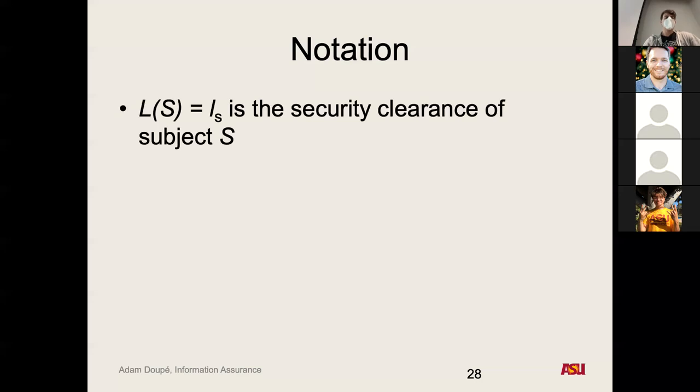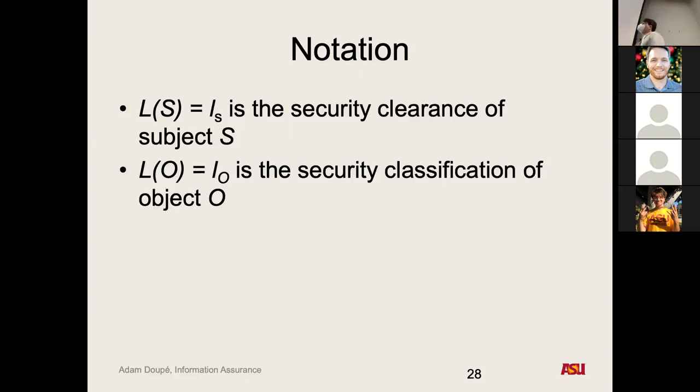It's pretty simple notation. We're going to define a function L. L takes in a subject and returns the security clearance of subject S, so L(S). This means every subject has a security label that we can query with this function. The other thing that always helps with mathematical functions, for me as more of a programmer than a mathematician, is to think about the types of the function. In this case, the function L takes in type subjects and returns type labels. If I was giving a type signature to this, that's what I'd think about. It takes in subjects and returns their security label.